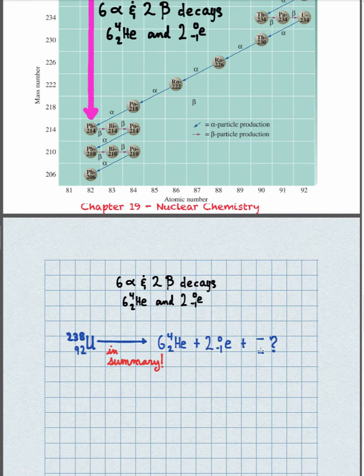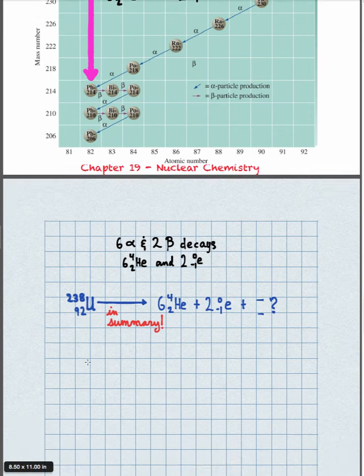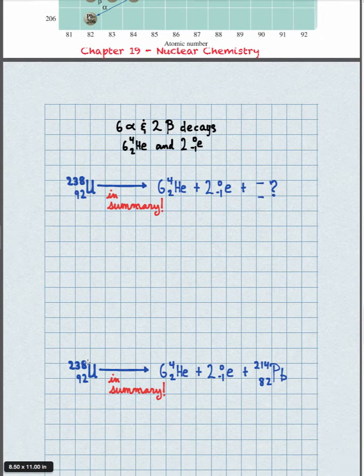And I could say, well, if I knew the 6 alphas and 2 betas, what would be the ending product if I didn't already know it was lead-206? I would say, well, let's see, 6 times 2 is 12, 2 times negative 1 is negative 2, 12 plus negative 2 is 10, 10 plus what number gives you 92. 6 times 4 is 24, 2 times 0 is 0, 24 plus what number gives you 238. And if you write those numbers down and look up element 82 on the periodic table, of course it's lead.